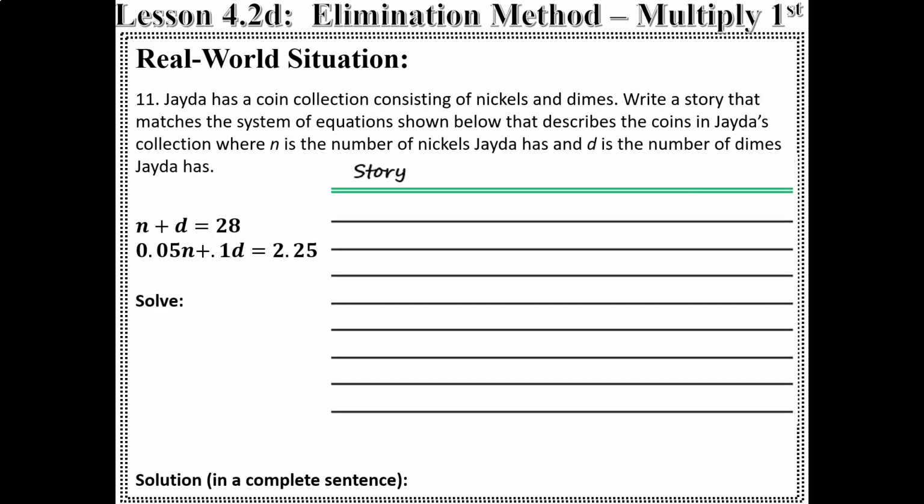All right, we have one more. It says Jada has a coin collection consisting of nickels and dimes. Write a story that matches the system of equations below that describes the coins in Jada's collection, where n is the number of nickels Jada has and d is the number of dimes. So here are my two equations. n plus d equals 28, and 5 hundredths, or 5 cents, n plus 10 cents d equals $2.25.